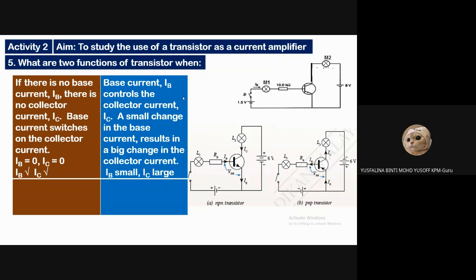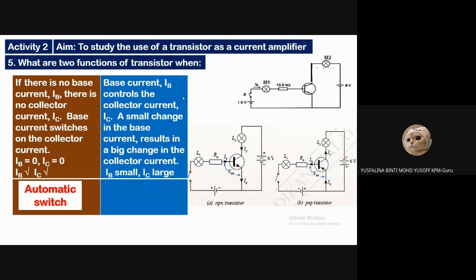The base current IB controls the collector current IC. That's why I said the base current is the important part. A small change in the base current will produce a big change in the collector current. So that's why you need a resistor at the base circuit, because it can control the amount of current that flows.